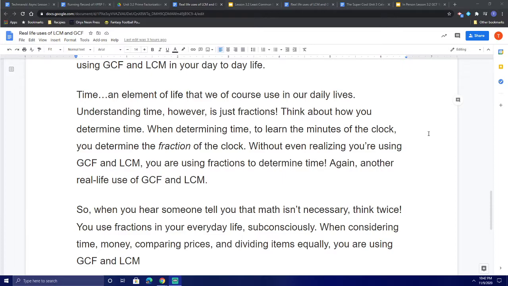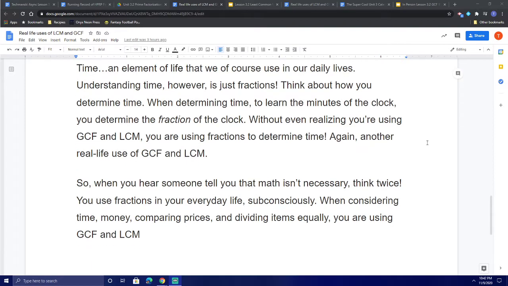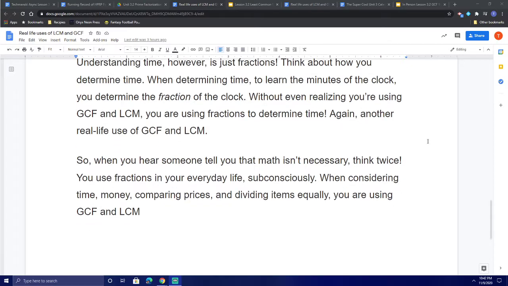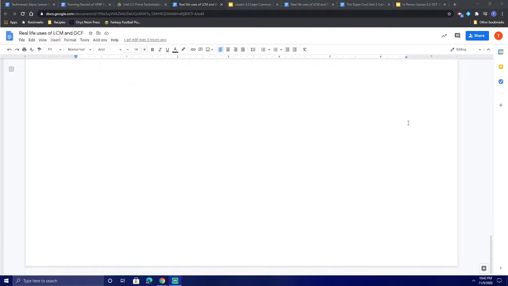So when you hear someone tell you that math isn't necessary, think twice. You use fractions in everyday life subconsciously. When considering time, money, comparing prices, and dividing items equally, you are using GCF and LCM.